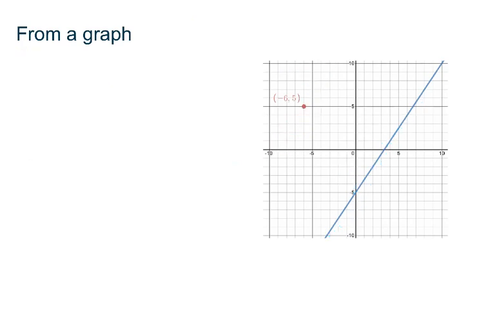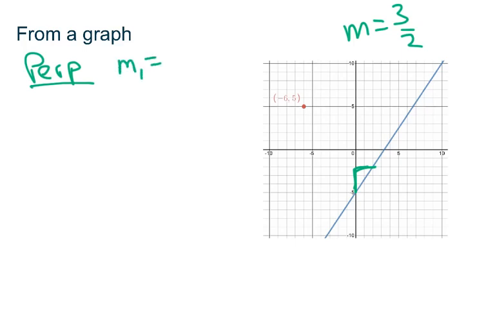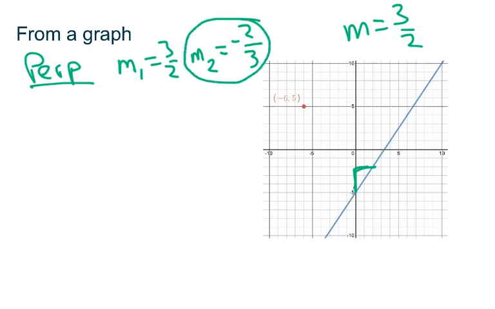I just cleaned off the graph to make it a lot easier here. We already know that the slope here is 3/2. Again, you have to count that out to figure out what it is. If we want perpendicular, I always like to write my first slope, so m1 equals 3/2. m2, which I'm going to use, is going to equal -2/3. I'm going to circle that and put it in my back pocket.